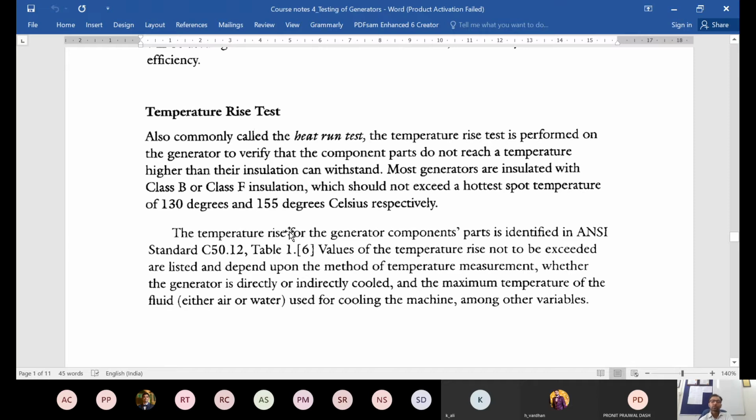These standard values for temperature rise are identified in this ANSI standard. The values of the temperature rise not to be exceeded are listed and depend upon the method of temperature measurement, whether the generator is directly or indirectly cooled, and the maximum temperature of the fluid, either air or water, used for cooling the machine, among other variables. All these variables determine how much maximum temperature rise can be tolerated, and those are given in this standard.